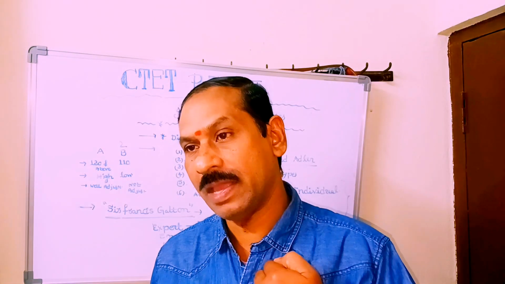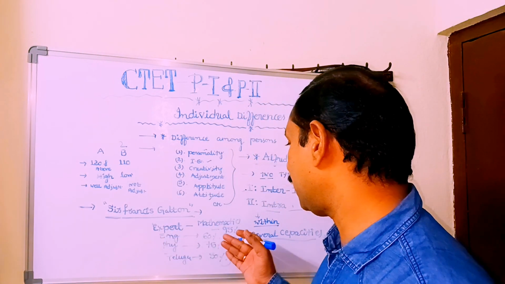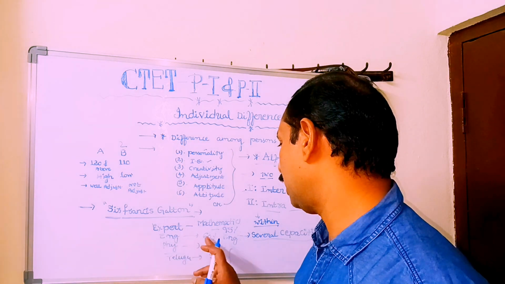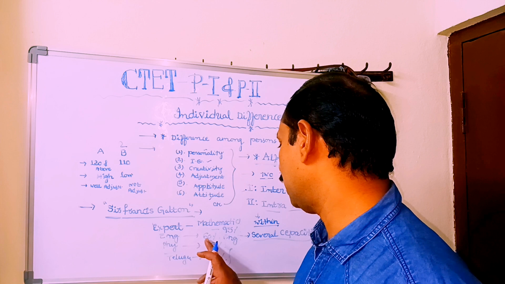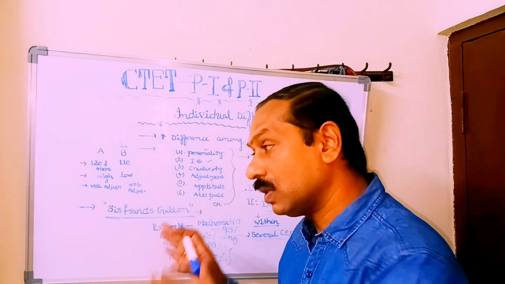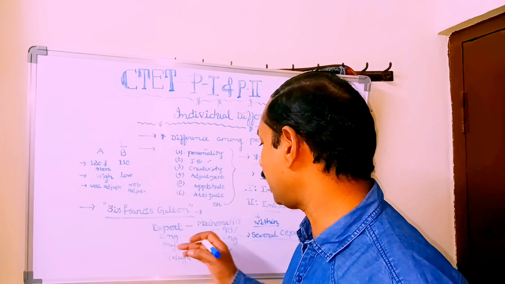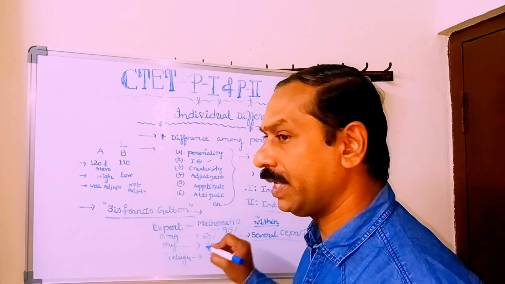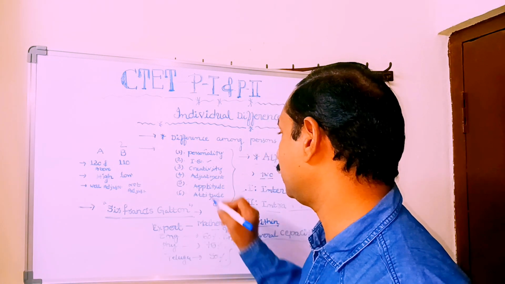This is the inter-individual difference between two persons, and intra-individual differences are the difference in the same person in his several capacities. Like if he is expert in mathematics and physics but got 60% of marks in English and 50% of marks in Telugu, that is the difference in his capacities and competencies. That is known as intra-individual differences.